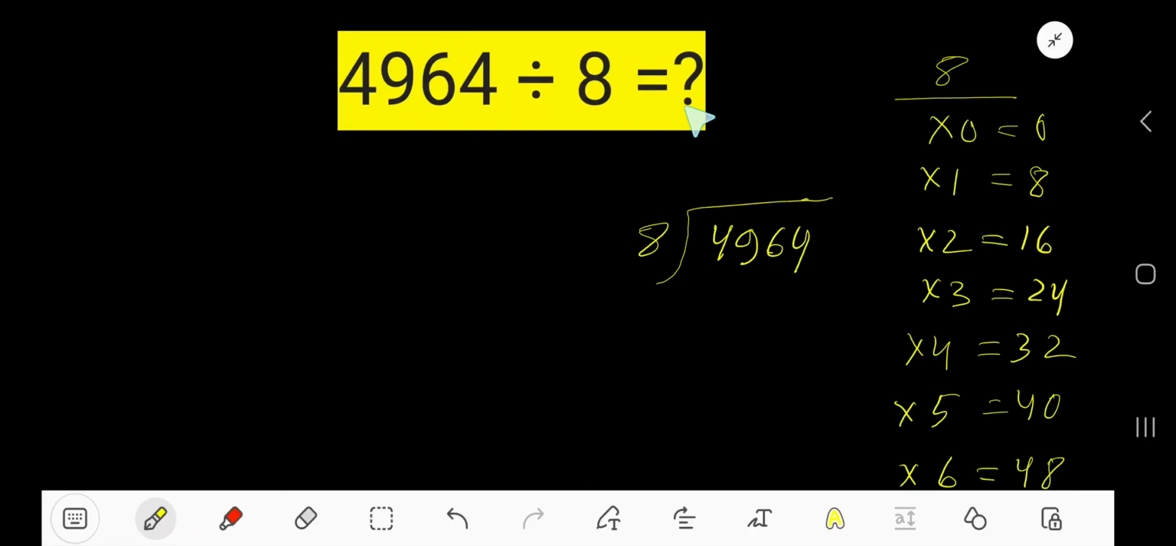4964 divided by 8 equal to what? Here 8 is a divisor, so we need the multiplication table of 8. Let me show you how to find the multiplication table of 8.